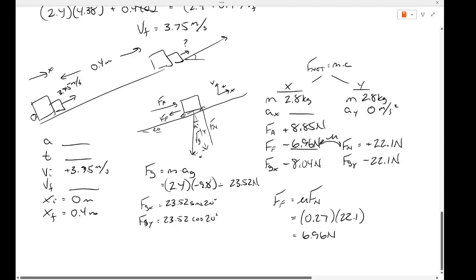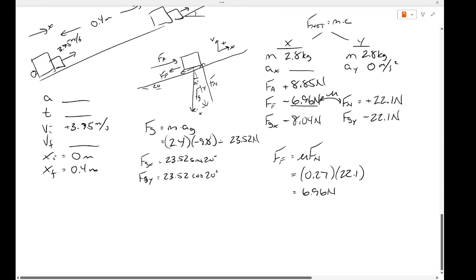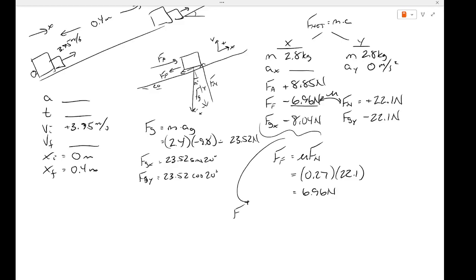And now I have all 3 forces in the x direction. I can sum the forces in the x direction. I know that the applied force, the friction force, and the gravitational force in the x are the net force that cause that mass to accelerate in the x. The applied force is to the right at 8.85 newtons. Friction is down the ramp at 6.96, so I make it negative. Gravity is down the ramp at 8.04. The mass is 2.4, and I can solve for that acceleration.